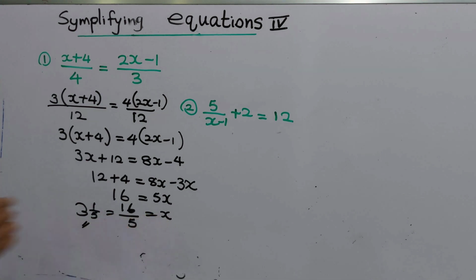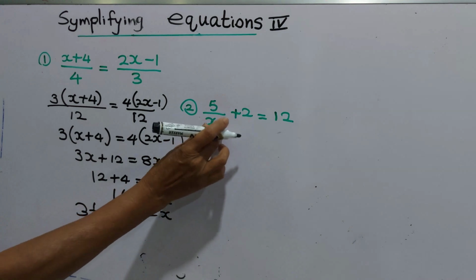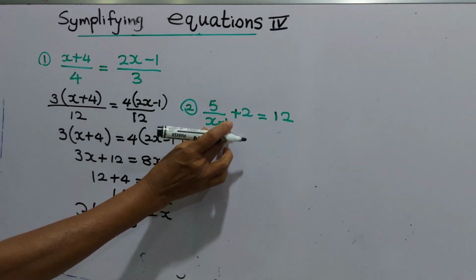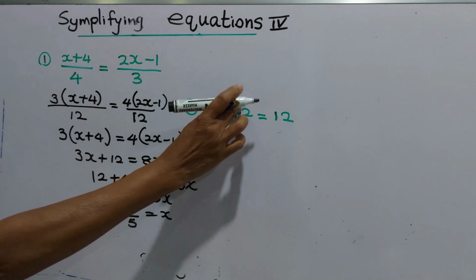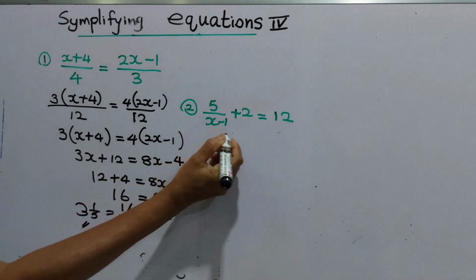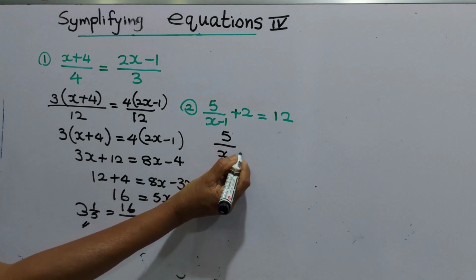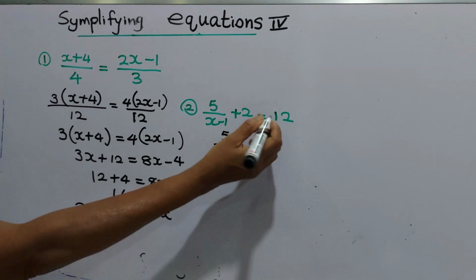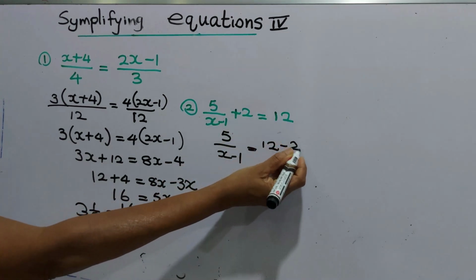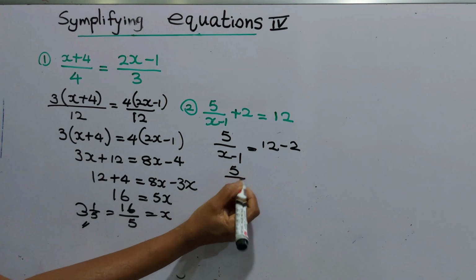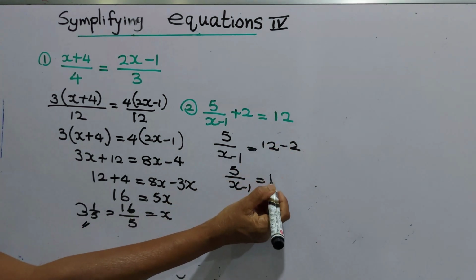That is the value of x. Now we will move to the second one. There, one denominator is there, plus 2 is there. We can move this 2 to this side. Then we will write 5 minus x minus 1 equals 12 plus 2 minus 2. Then 5 x minus 1 equals 12, take away 2, 10.